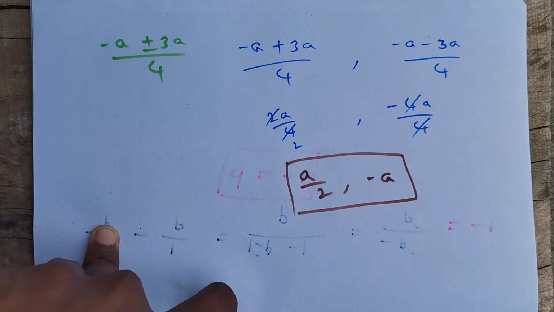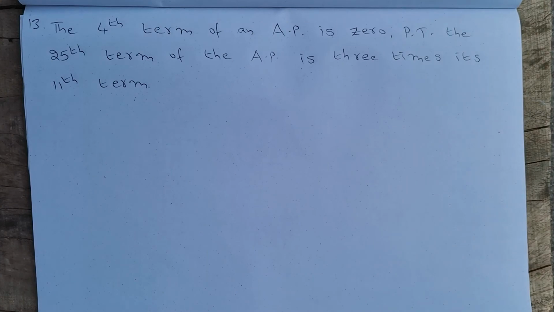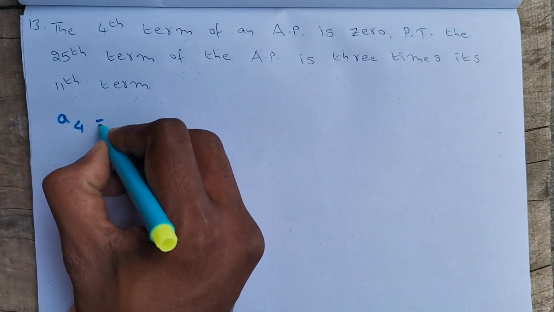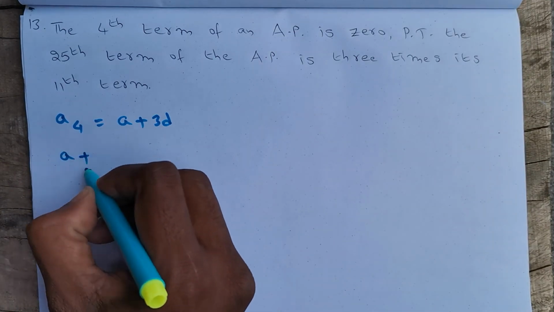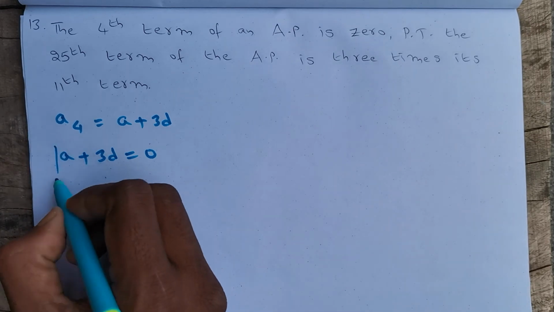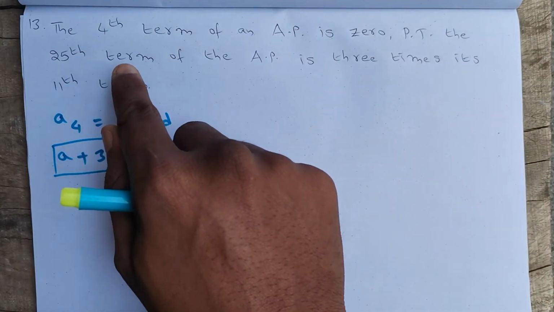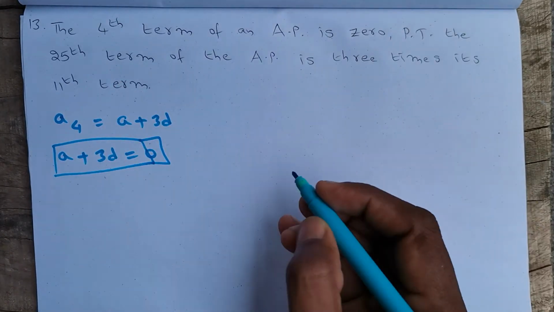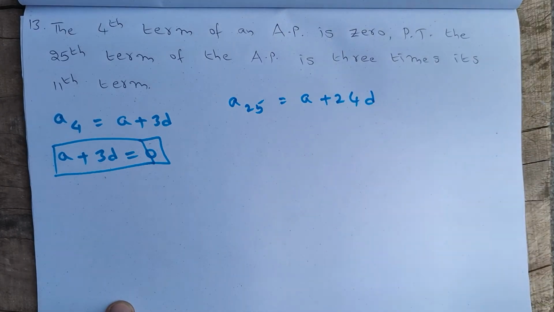Okay, now let us move to question number 13. The fourth term of an AP is 0. A4, the fourth term, is nothing but a plus 3d. And this fourth term is given as 0. So the value of a plus 3d equals 0. This is equation 1. Then what he is asking: prove that the 25th term of the AP is 3 times its 11th term. 25th term, A25, is nothing but a plus 24d.